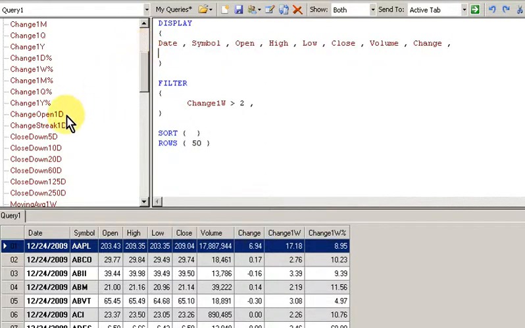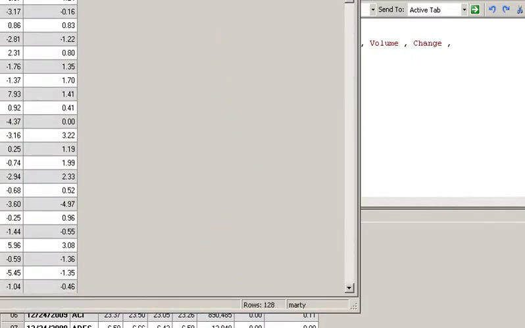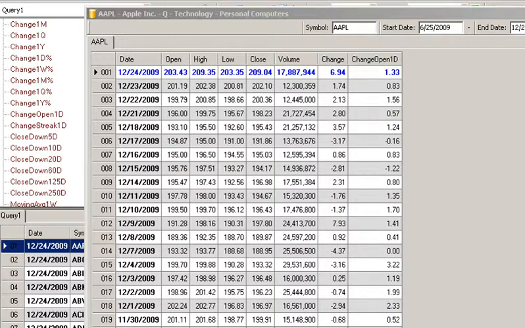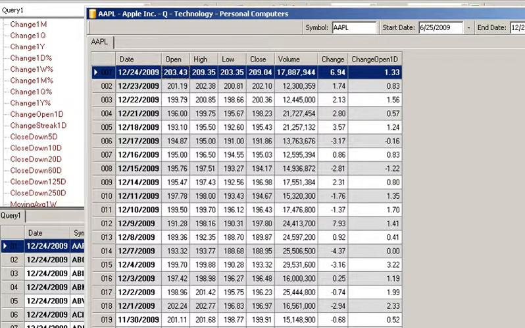Okay, the next one you probably haven't seen is change open 1 day. How much did the stock change from the previous day's close to that day's open, or a gap? So let's go ahead and run that. Alright, we see that Apple's change open 1 day was 1.33. So the previous day's close was 202.10, and it opened the day at 203.43 for a difference of $1.33.